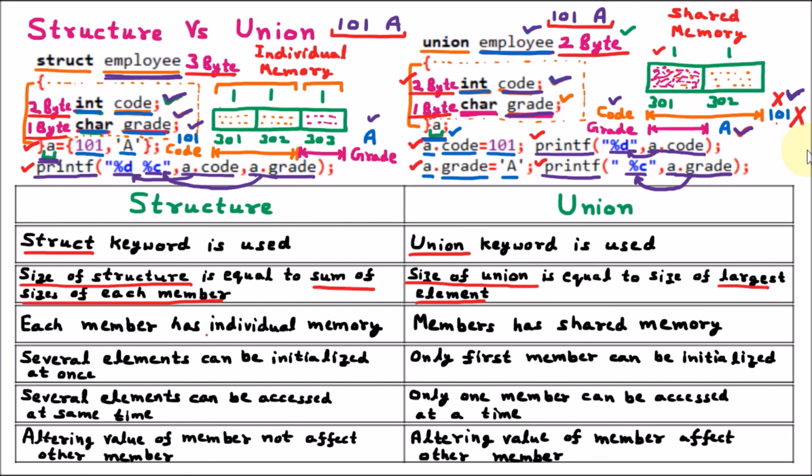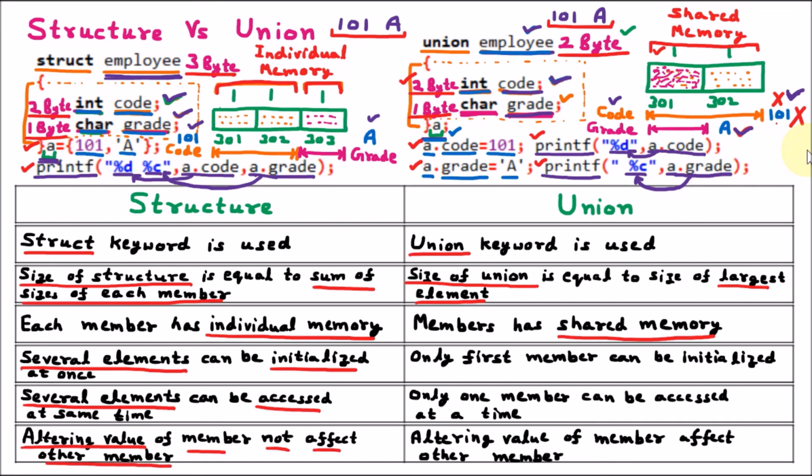In the structure, we have the individual memory, meaning all the members have their own memory. So the first 2 bytes are for integer and the next byte is for the character, meaning everybody has their own memory. But inside the union, we have the shared memory. So the complete 2 bytes are given for all the elements. Because inside the structure we have the individual memory, several elements can be initialized together and several elements can even be accessed together. And here, altering the value of one member does not affect the other member.